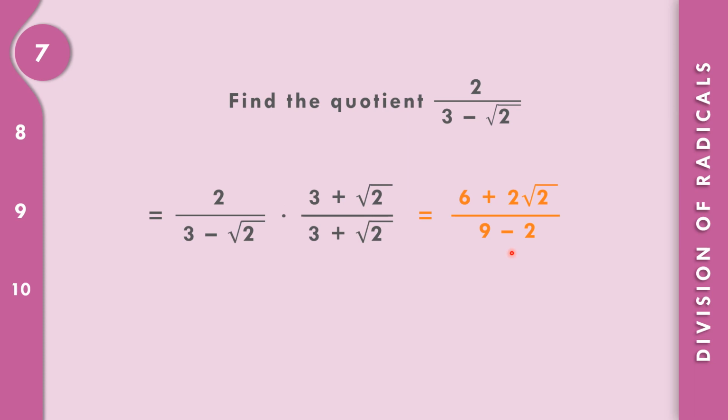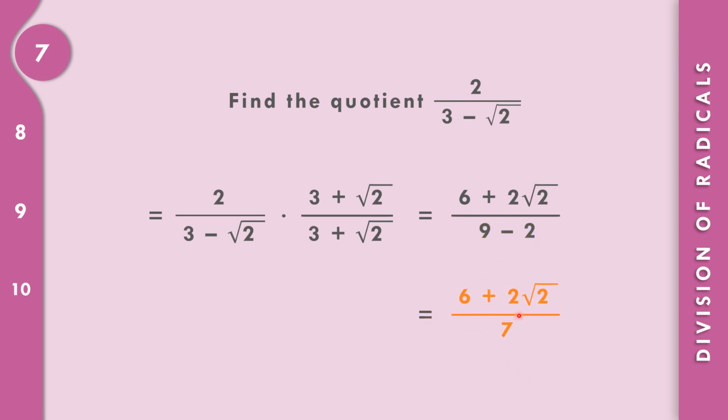And the square root of 4 is exactly equal to 2. So negative times positive is negative. So let us continue. That becomes 6 plus 2 square root of 2, and 9 minus 2, the answer is equal to 7.